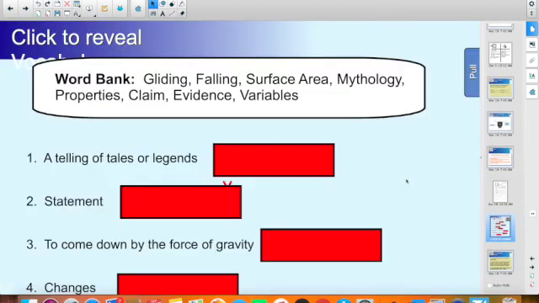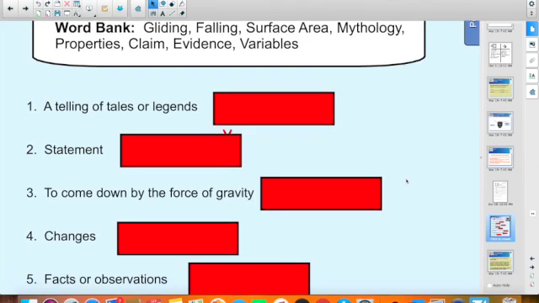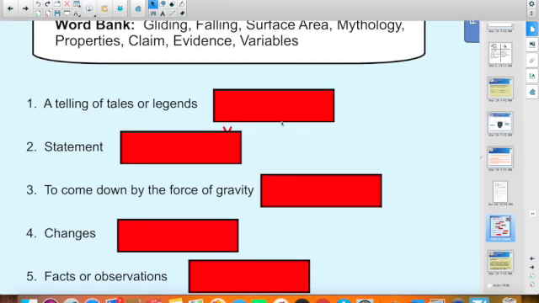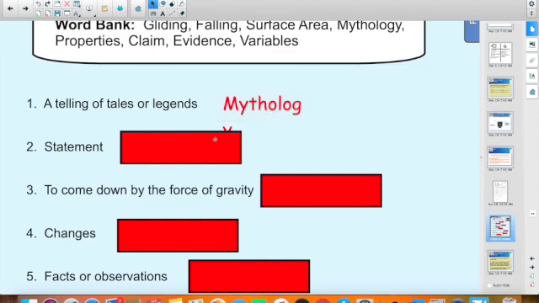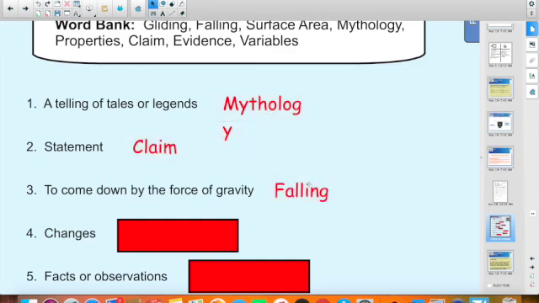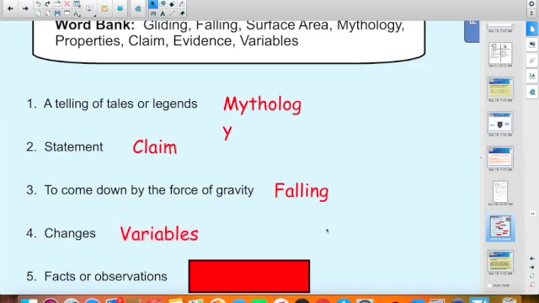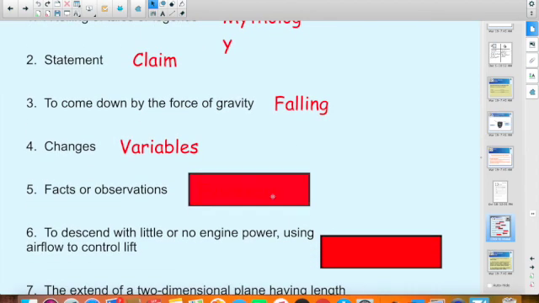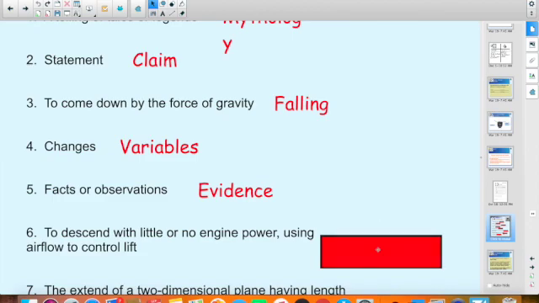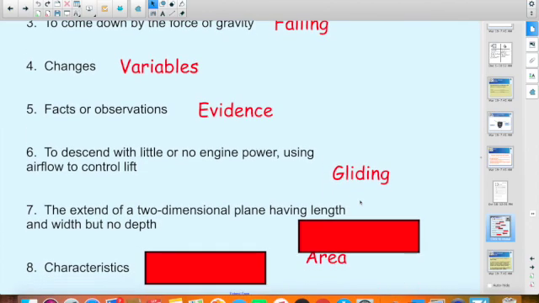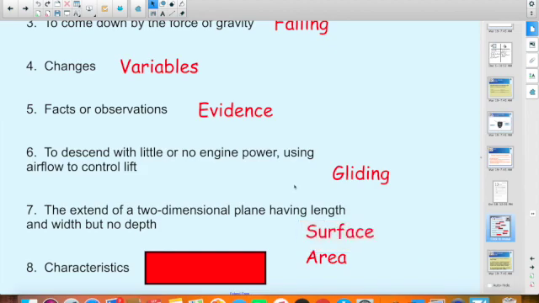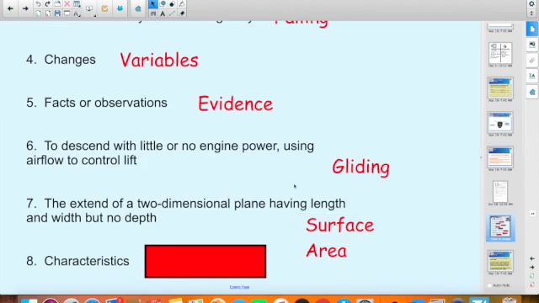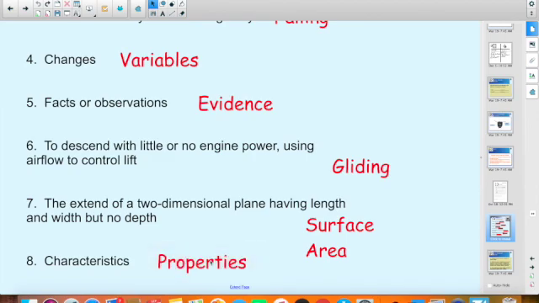And then here, these just kind of go through our vocabulary words. So we talked about a telling of tales or legends is mythology. A statement is a claim. To come down by force of gravity is falling. Changes is variables. Facts or observation is evidence. To descend with little or no engine power using airflow to control lift is gliding. The extent of a two-dimensional plane having a length, with no depth, is surface area. Characteristics is properties. All right, that's all I got.